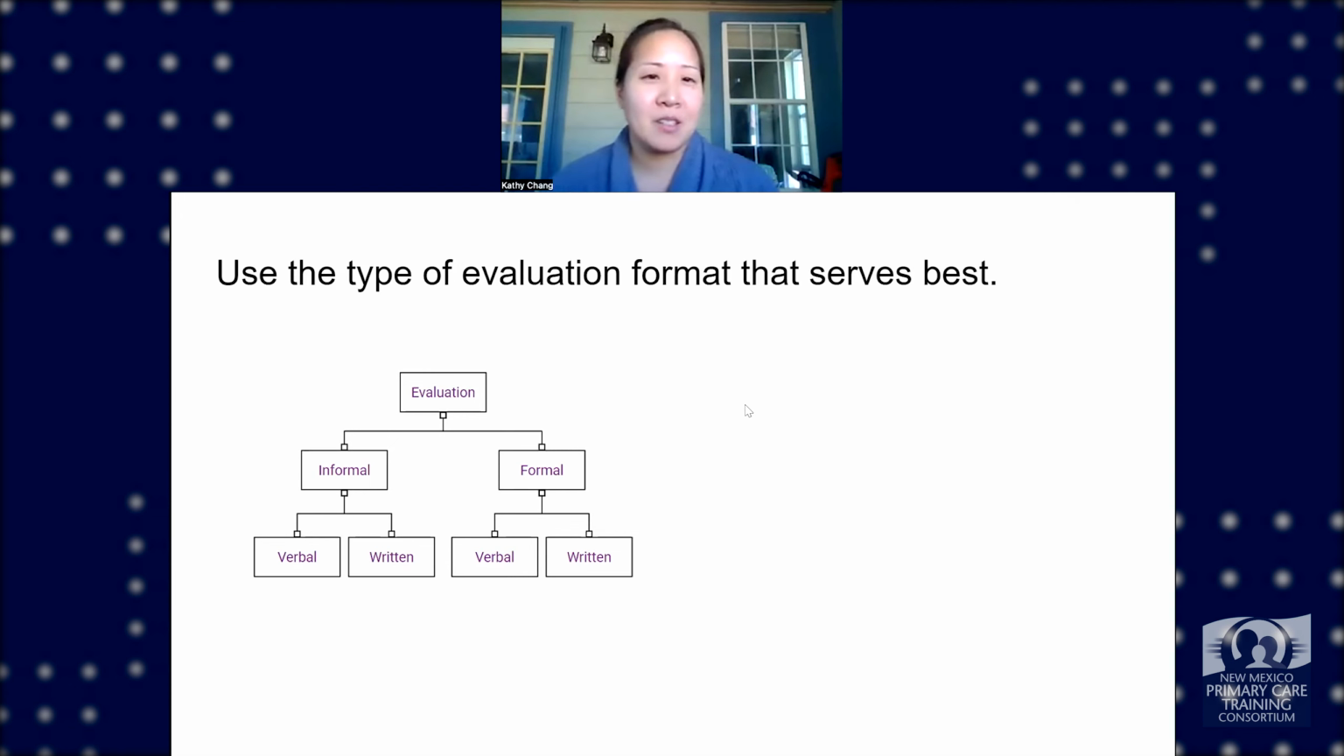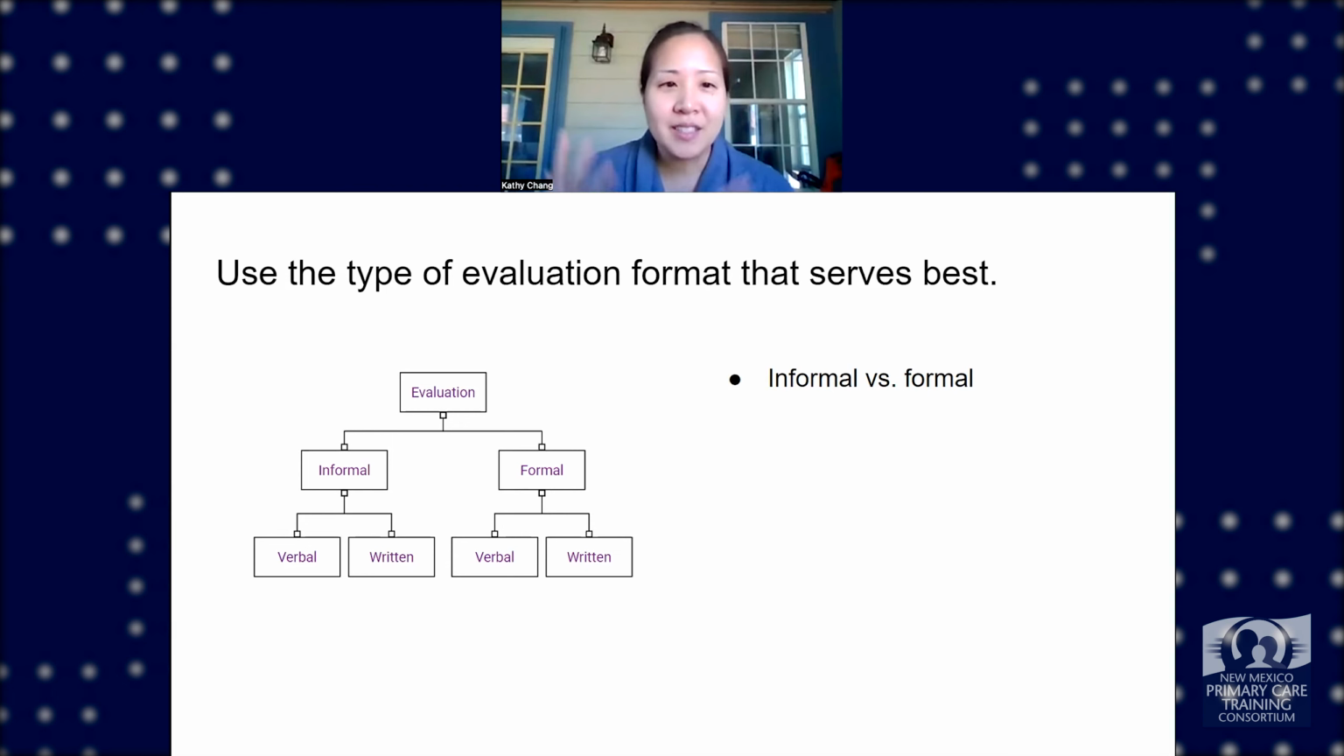So thinking about different ways that we evaluate, there are different formats to consider, and some ideas for what format might serve best. In a situation where you don't have a sit-down chat with the resident, but it needs to happen as you're going, whether it's on rounds and you're assessing their knowledge level on this diagnosis as we're walking to the next patient room, or whether they understand the management plan, we're evaluating the resident, but it's an informal type of evaluation.